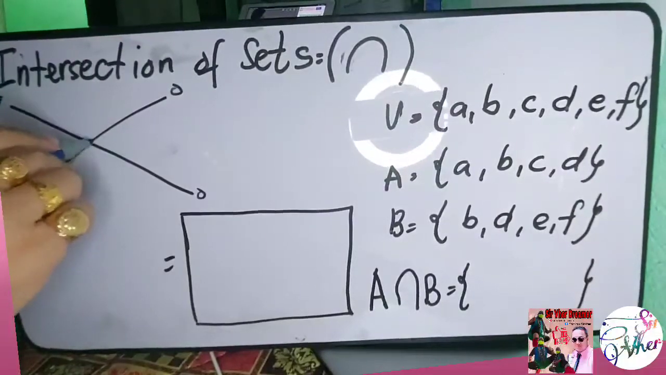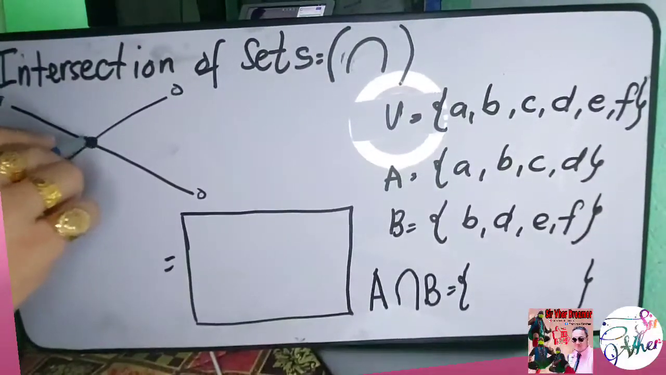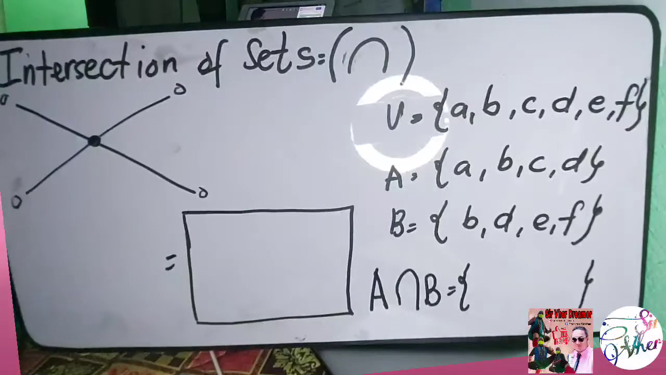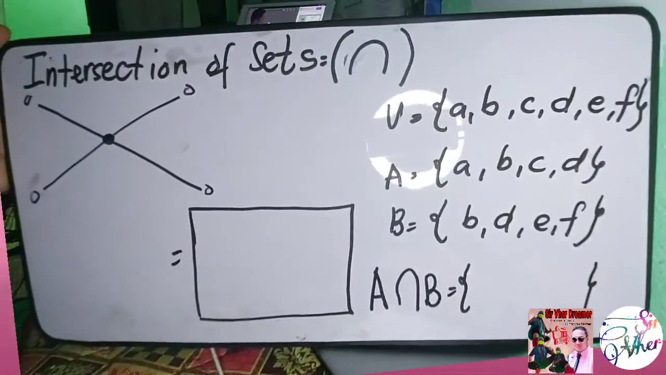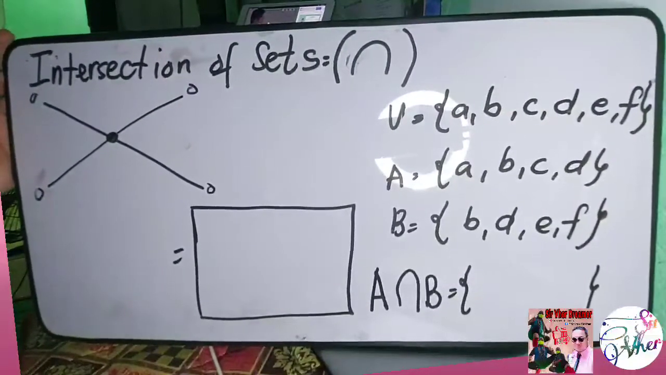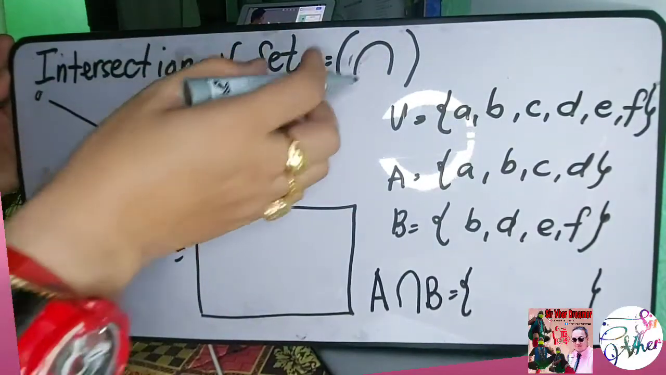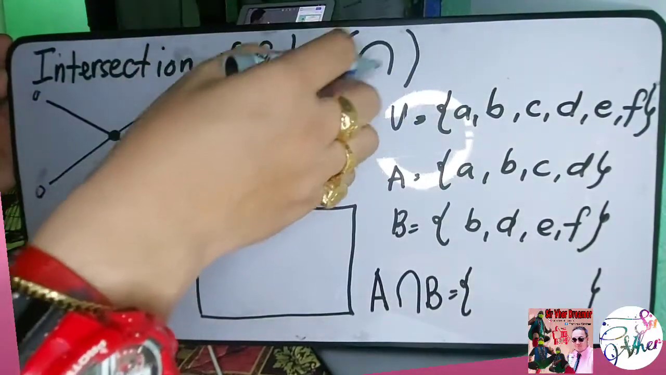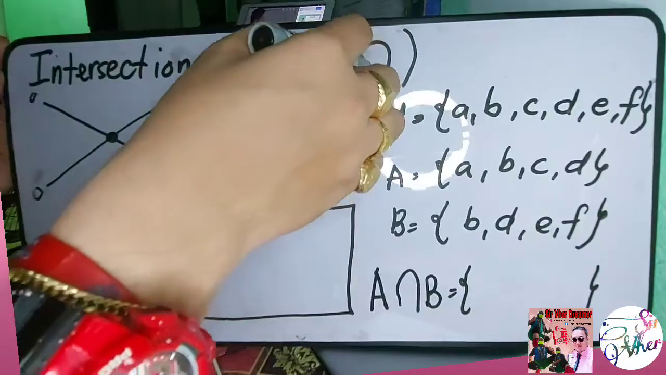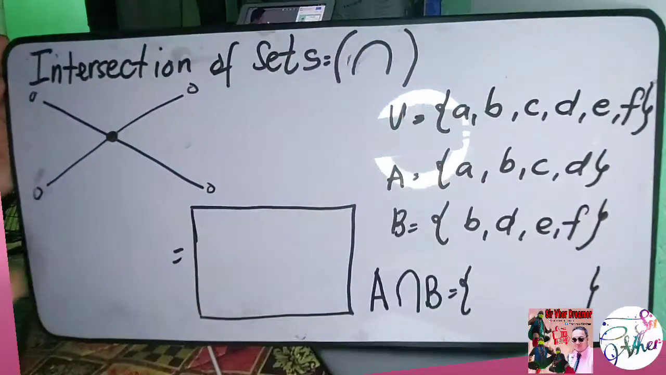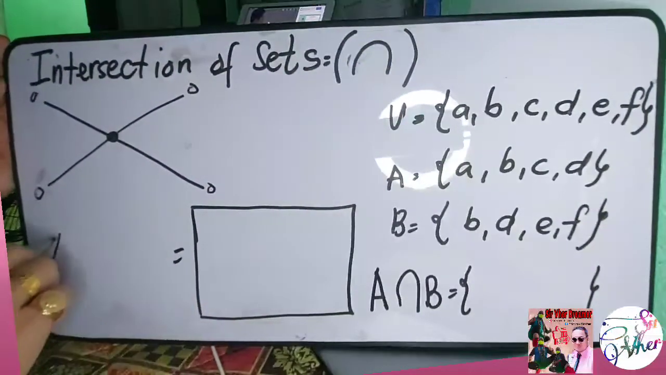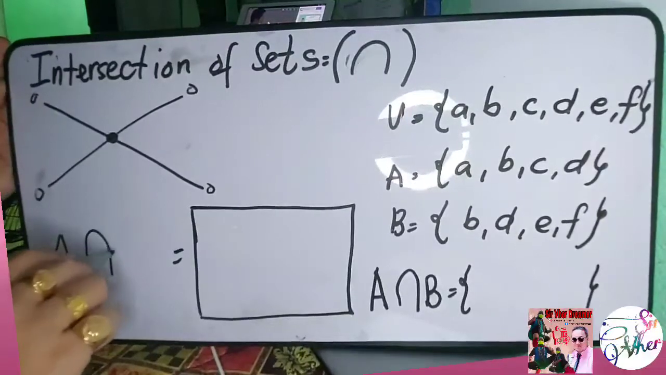Okay, here. So this is what we call intersection. Meaning to say, that is the common element. The symbol for intersection is the curved arrow down. So we write this as A intersection B.